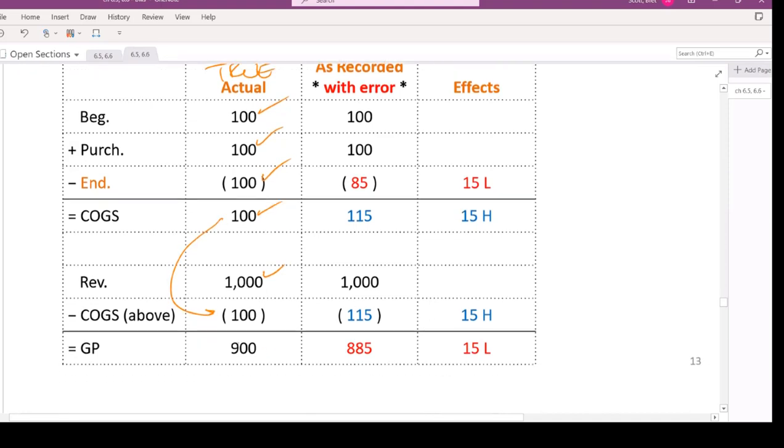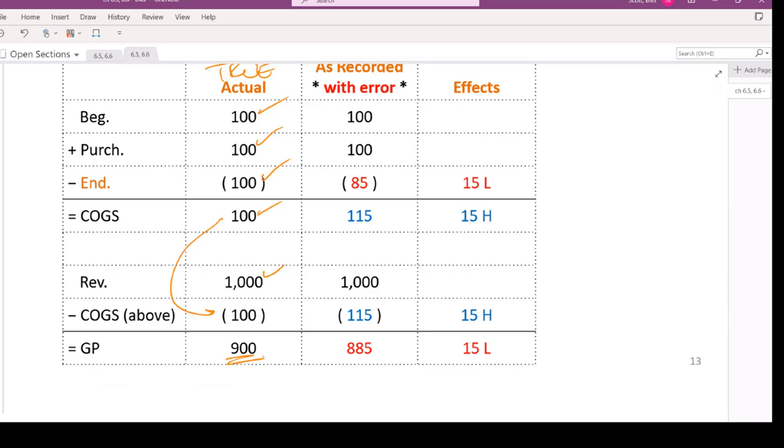My gross profit, in this case, 900. That is without any errors. It's a simplified example. Is it the reality? Doesn't really matter. Okay. So oftentimes in these homework problems and even on the exam, you're just given information about how much inventory is messed up. All you really need to do is just kind of know the effect.